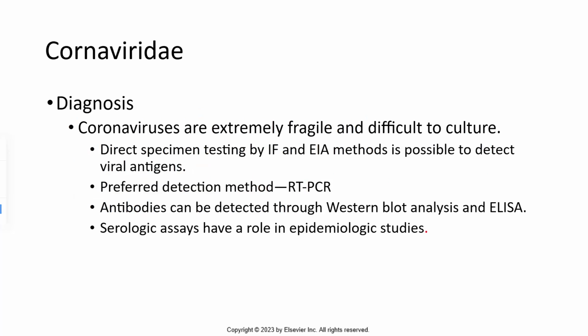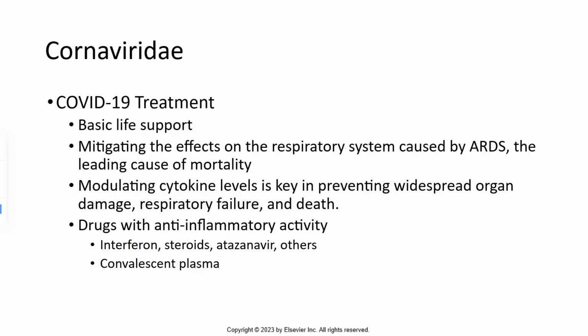Diagnosis: coronaviruses are extremely fragile and difficult to culture, so the preferred detection method is PCR. There are antibody tests available, but they don't seem to be as effective as PCR. Treatment: basic life support, mitigating the effects of the respiratory symptoms caused by ARDS, the leading cause of mortality. Modulating cytokine levels is key in preventing widespread organ damage, respiratory failure, and death. Drugs with anti-inflammatory activity are listed here, and convalescent plasma was also used.